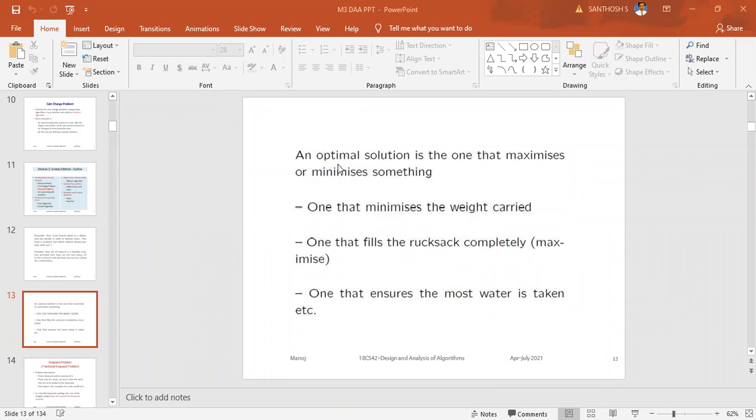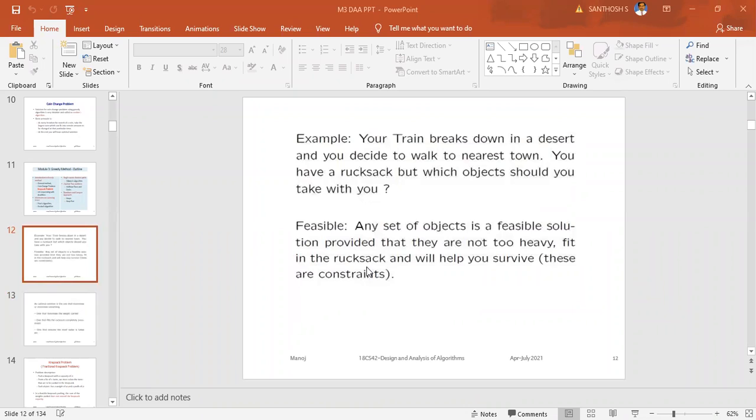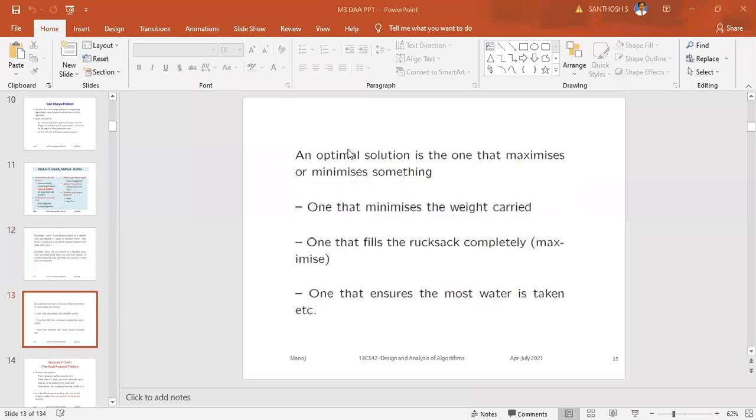Now you understand that many feasible solutions will be there. Among them you have to find the optimal solution. So how do you go with the optimal solution? An optimal solution is one that maximizes or minimizes something.